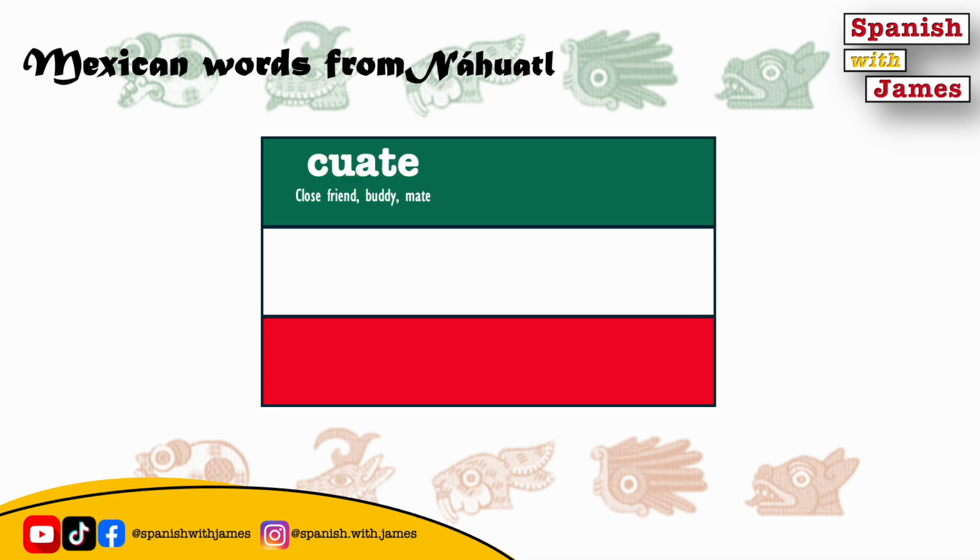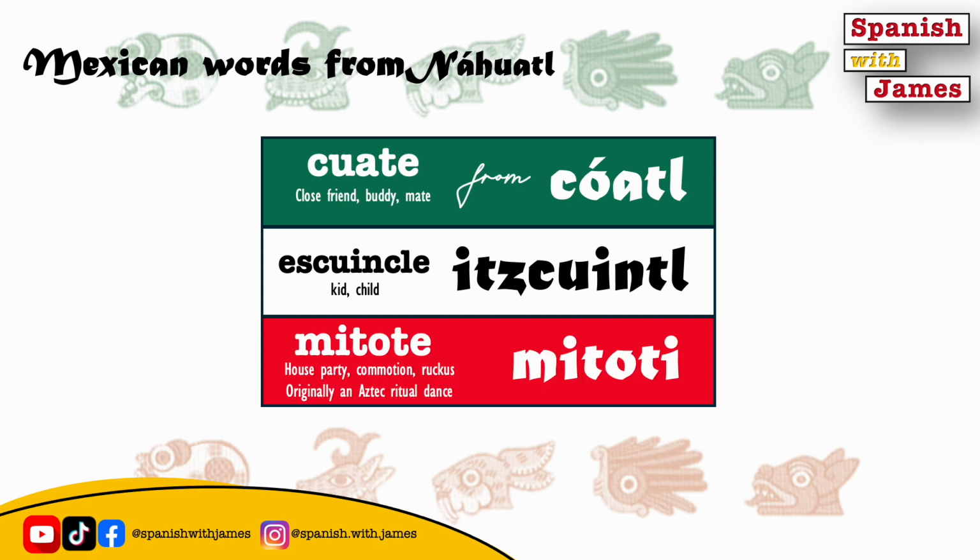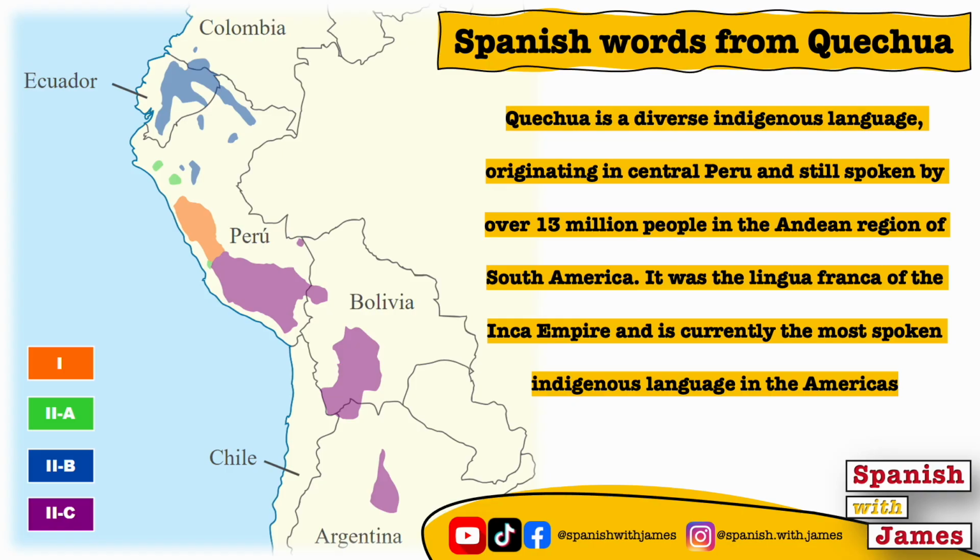Mexicans call their buddies cuates, coming from the Náhuatl word. They call a kid un escuincle, coming from the Náhuatl word. And they might call a house party or a load of ruckus un mitote, another Spanish word coming from the Náhuatl. To finish off, let's look at some examples of Spanish words whose origins can be found in the Quechua language, a diverse indigenous language originating in central Peru and still spoken by over 13 million people in the Andean region of South America. The Incas spoke Quechua, and it's currently the most spoken indigenous language in the Americas.